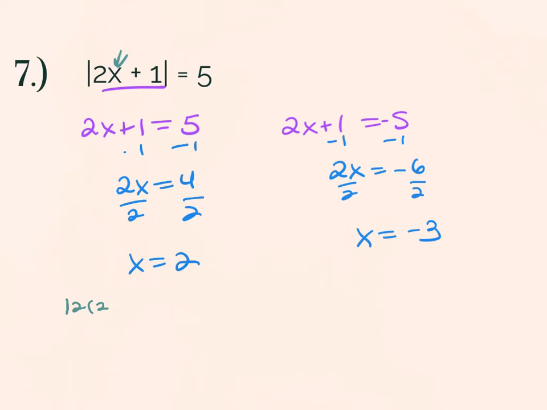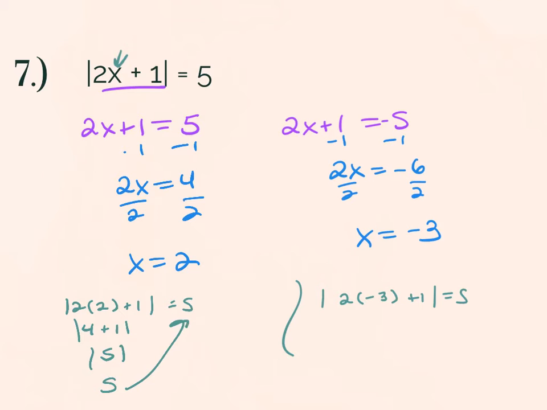Absolute value of 2 times 2 plus 1 equals 5. Absolute value of 2 times negative 3 plus 1 equals 5. 4 plus 1, and absolute value is 5. Absolute value of 5 is 5. That works. Absolute value of negative 6 plus 1, absolute value of negative 5, which is 5, and that one works.